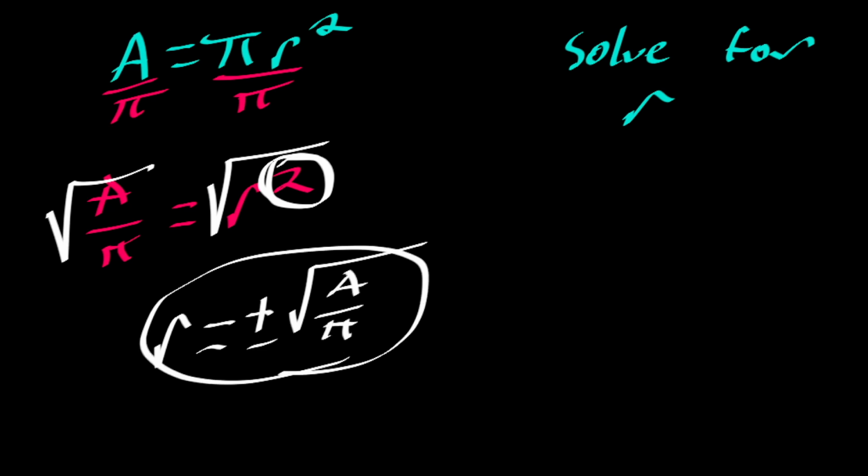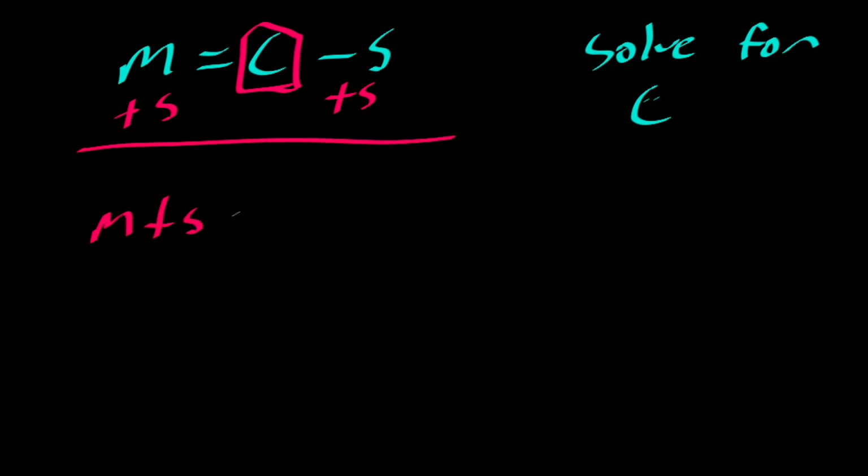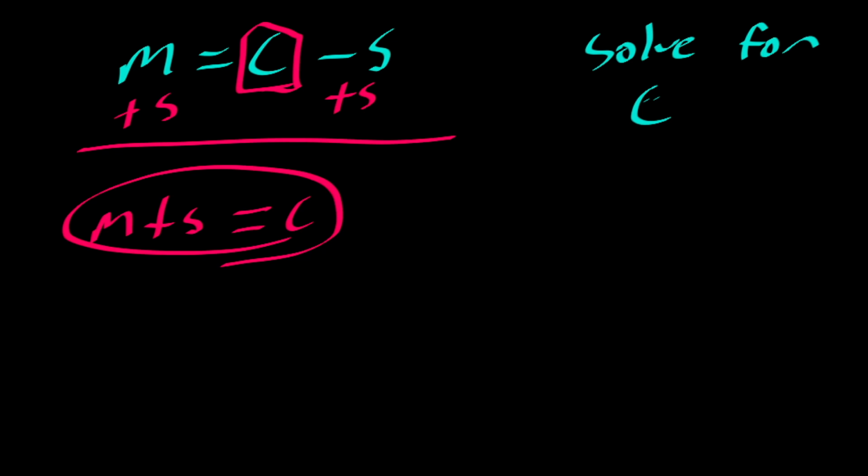All right, let's look at a few more, and then we'll go to some harder ones. Let's do this one real quick. What if I said m equals c minus s, and my job is to solve for c. Give that one a shot. All right, so now if we want to isolate c, my only step here is I want to get rid of minus s. The opposite of minus s would be to add s. So I would say m plus s equals c, and I'd be finished.